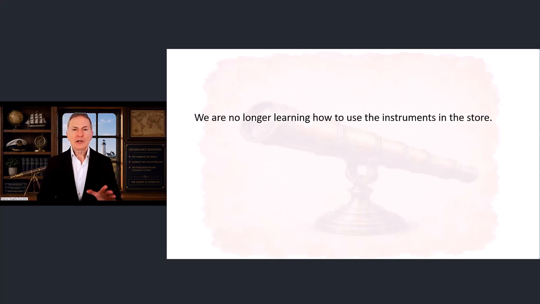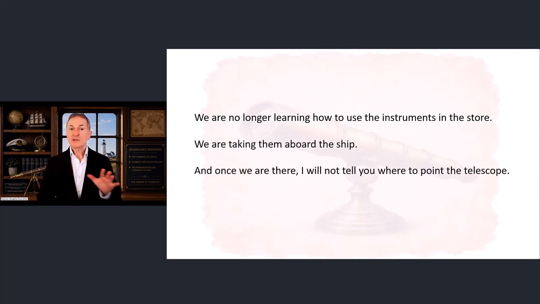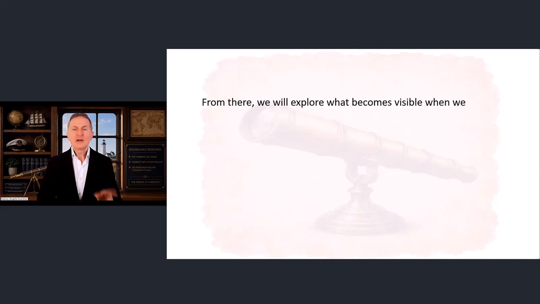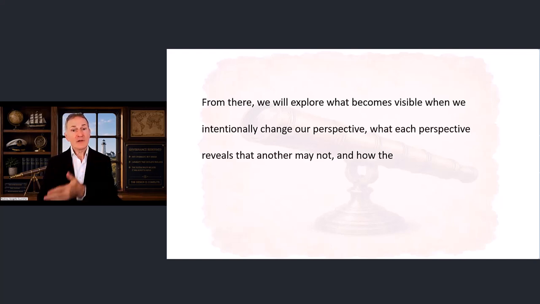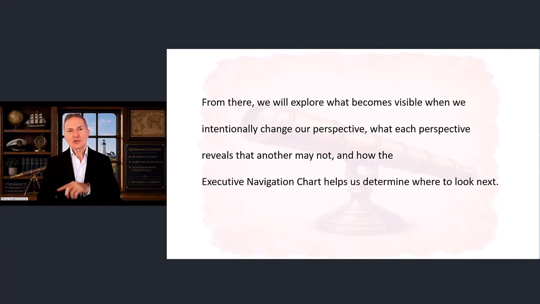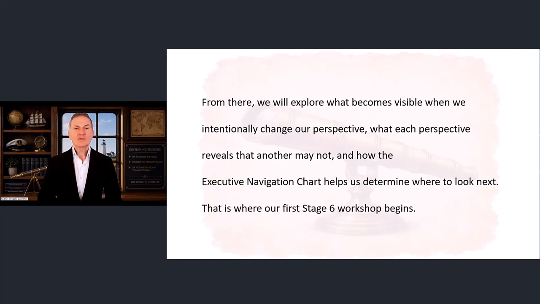We are no longer learning how to use the instruments in the store. We are taking them aboard the ship. And once we are there, I will not tell you where to point the telescope. We will begin with what you see. From there, we will explore what becomes visible when we intentionally change our perspective, what each perspective reveals that another may not, and how the executive navigation chart helps us determine where to look next. That is where our first stage 6 workshop begins.